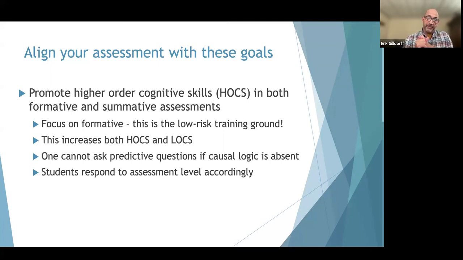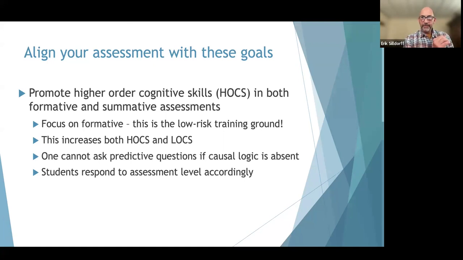Here's another interesting bit of information supported by data. Assessing at the higher Bloom's levels actually increases both their higher order cognitive skills and their lower, right? So assessing just at the lower level isn't as good at promoting lower level skills as assessing at the higher level. It almost seems counterintuitive, but it does, right? Remember what I was saying about this idea that if you put words into a paragraph and the paragraph makes perfect sense, they remember the words better, right?